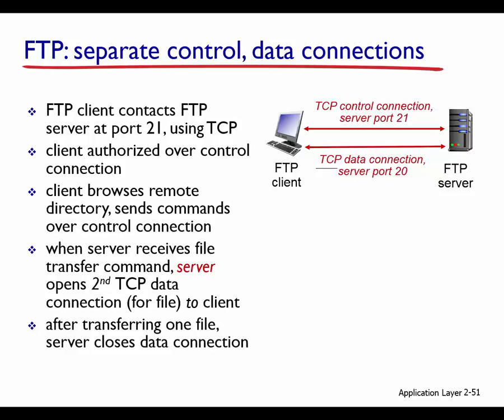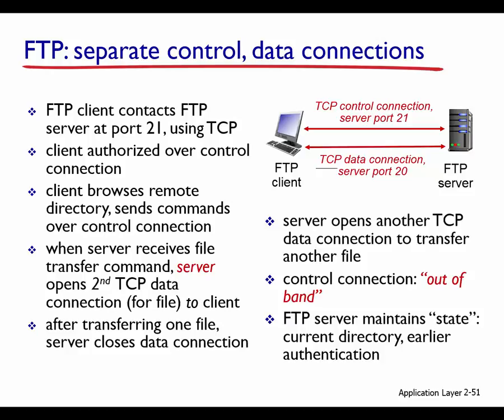Then, when the server receives a file transfer command, it is the server that opens up a second TCP data connection for the file to the client, and after transferring one file, the server closes the data connection. The server will open up another TCP connection to transfer another file. So we say that the control connection is out of band, so it's separate from data connections, and each data connection has its own TCP connection.